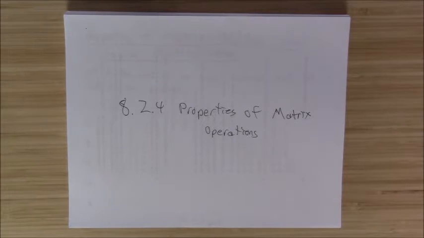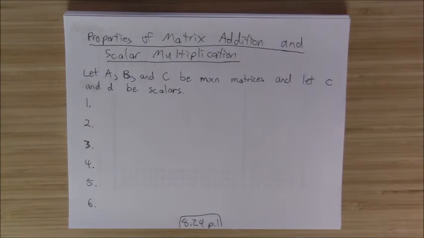In this video, we'll be talking about some properties of the matrix operations of addition, scalar multiplication, and matrix multiplication. Now, as far as properties for matrix addition and scalar multiplication go, first let's go ahead and let A, B, and C be n by n matrices, and let C and D be scalars.